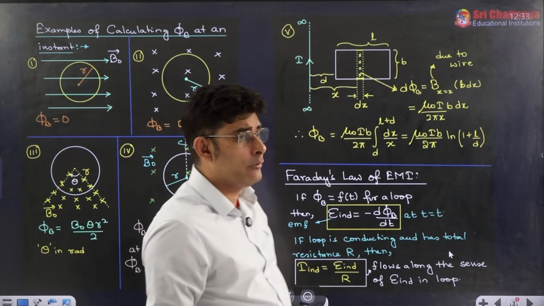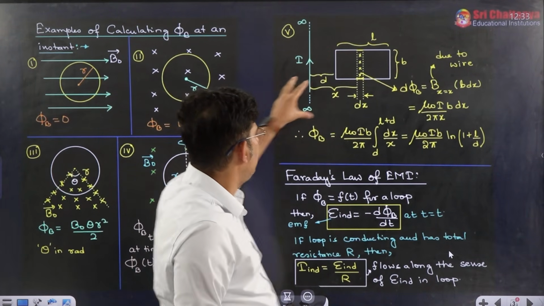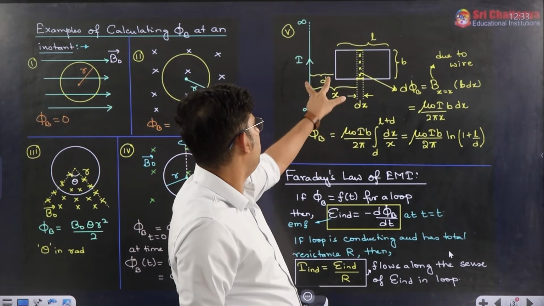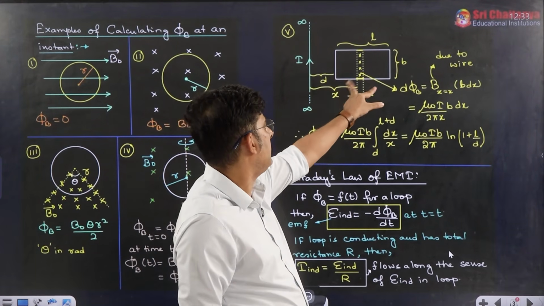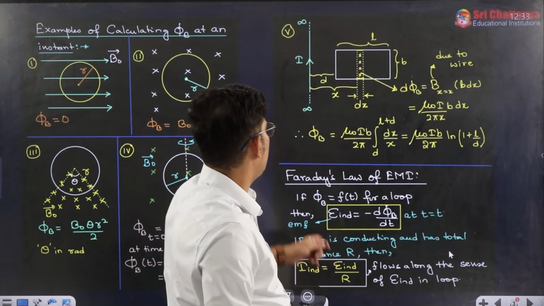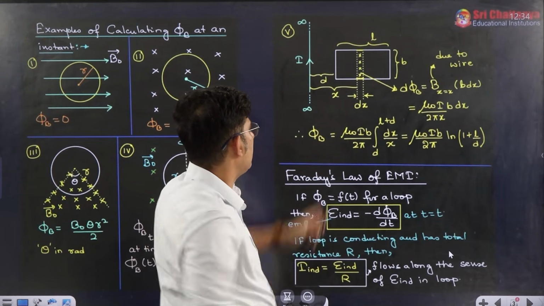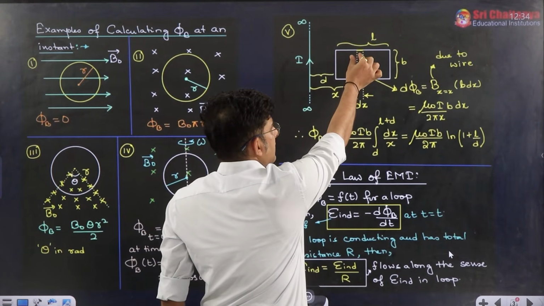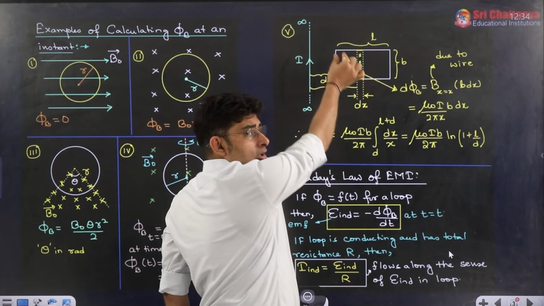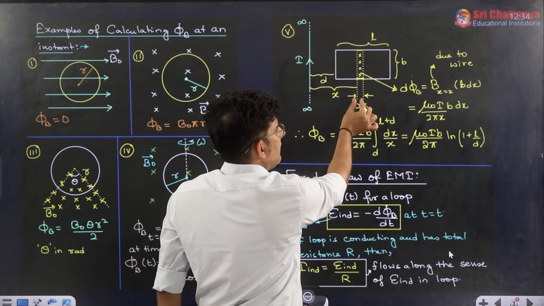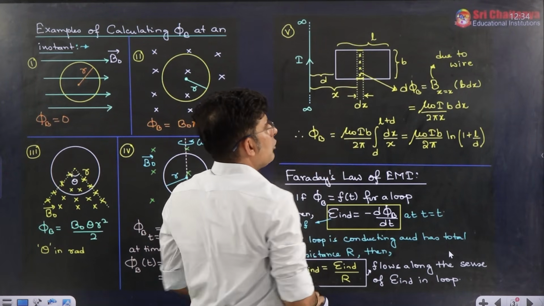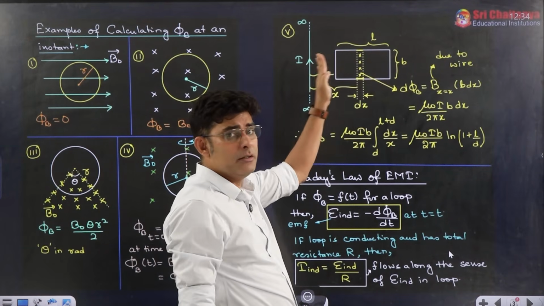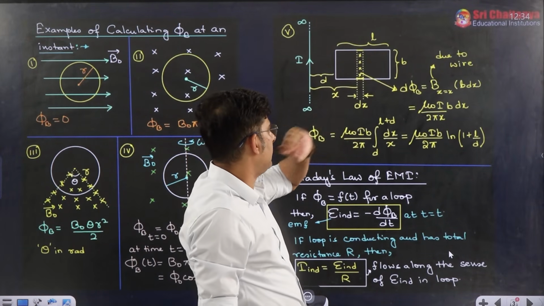Next example we have taken here: a long wire is there and near it I have placed a rectangular coil or loop at a distance d, and the length and width of the loop are shown here. What we will do is, at distance x, since the field due to a long wire varies with distance, we will consider a small elementary area whose thickness I have taken as dx and width is b. So the area will become b dx.